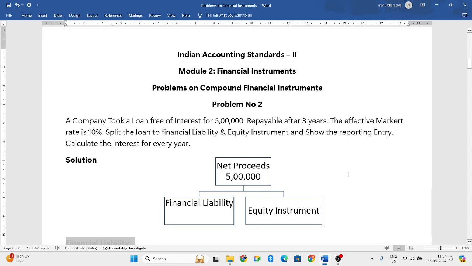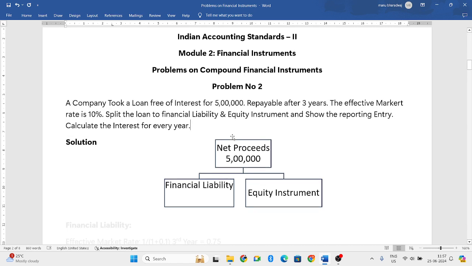In this particular video, we'll solve one more problem regarding compound financial instruments. The question is on the screen. A company took a loan free of interest. So they have taken a loan, but they did not pay any interest for that, for rupees 5 lakh, repayable after 3 years. The effective market rate is 10%. Split the loan into financial liability and equity instrument. Show the reporting entry and calculate the interest for every year. So in this problem, you need to calculate the interest also.